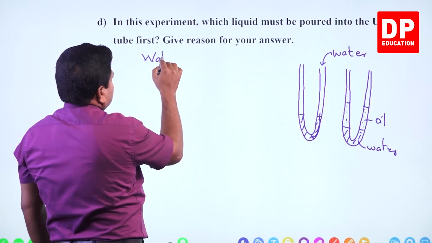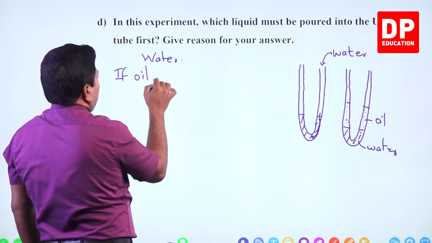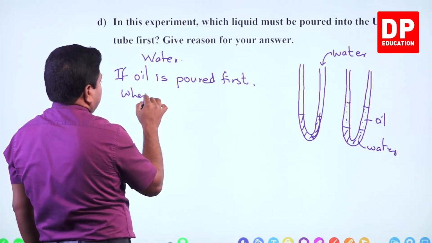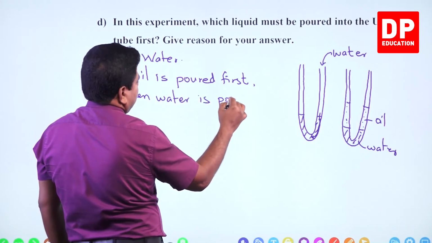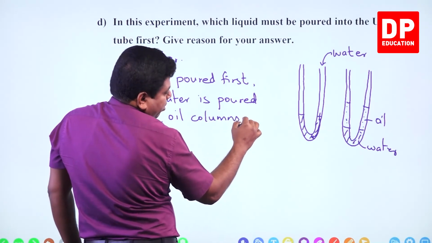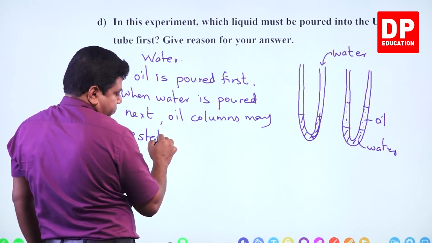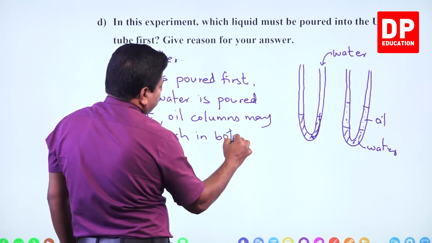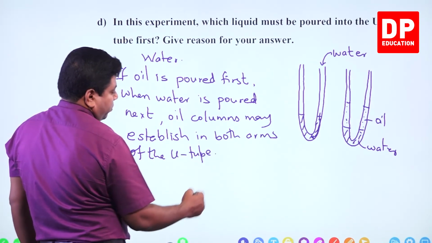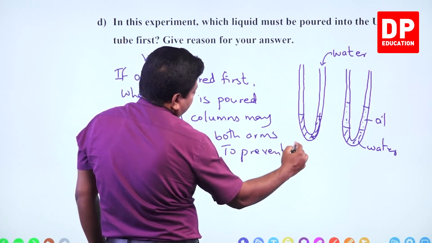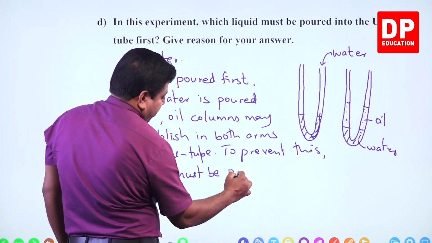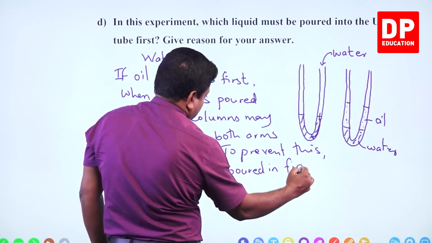Water. If oil is poured first, when water is poured next, oil columns may establish in both arms of the U-tube. To prevent this, water must be poured in first. Clear? Next.